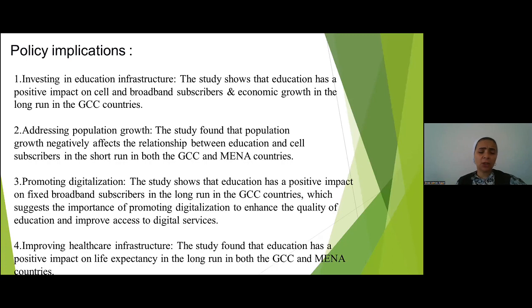The second thing that attracted our attention is how we can promote digitalization, because the study showed that education has a positive effect on fixed broadband subscribers in the GCC, which shows the importance of digitalization, and how it affects the quality of education and improves access to digital services.